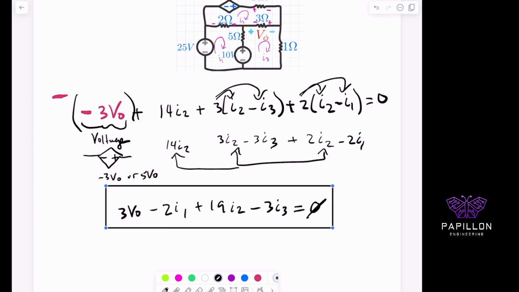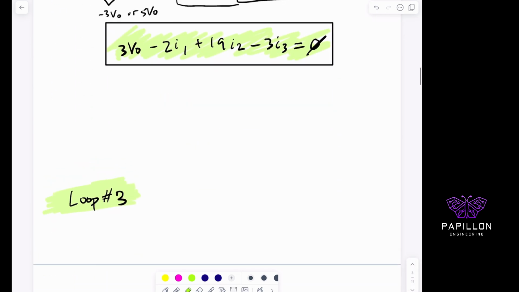Now certainly you can move the 3V naught to the other side, but I'll show you why that may or may not make a big difference as we go through this. So again, this is what we're left with, our second equation. We do this one more time for the third loop, and we're almost there. So let me just go ahead and copy this as well. So if I copy this and I paste it again.